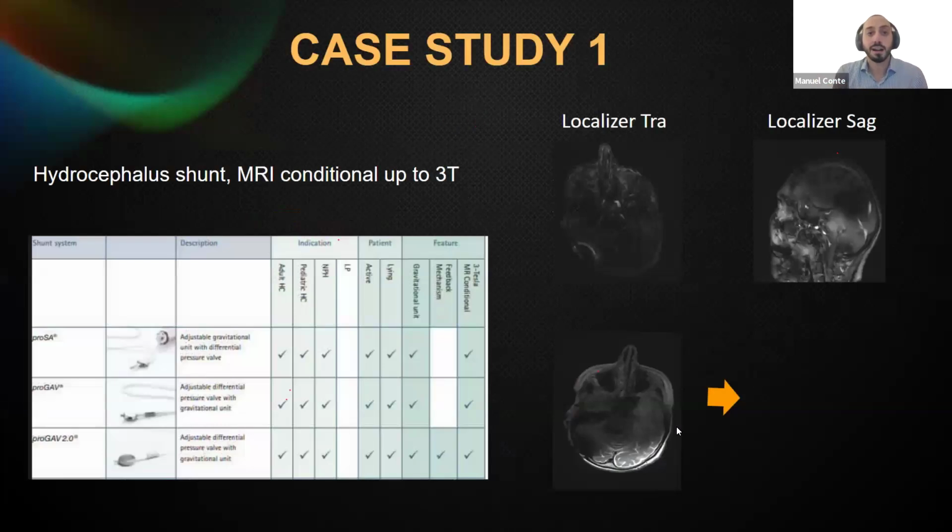Okay, case study 1. There was a patient that came for an MRI of the brain. He had a hydrocephalus shunt that was MRI conditional. We did the localizer, and we did the first sequence, an axial T2 weighted image. And as you can see, there is a strong lack of signal. The person that was scanning thought that it was the metal artifact that caused that image, but the problem was caused by the spine coil that was not connected.